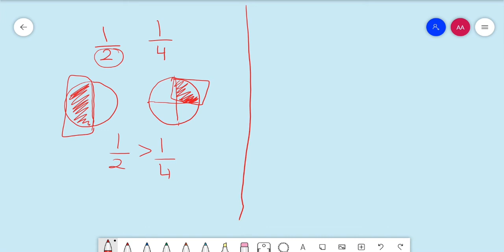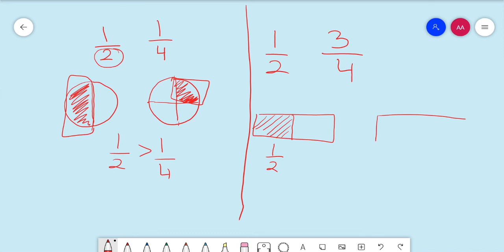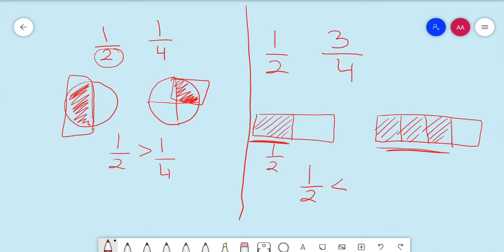Okay, if we've been asked to compare 1/2 with 3/4, the first one is saying there is a shape which has a total of 2 portions, right? And one is shaded, so this area is shaded, all right? So this is 1/2. The second one is saying there is the same shape which is divided into 4 total portions, right? So 1, 2, 3, 4, and out of these 4, 3 are shaded. So we can simply see that this area is bigger than this area, which means half is less than 3/4.